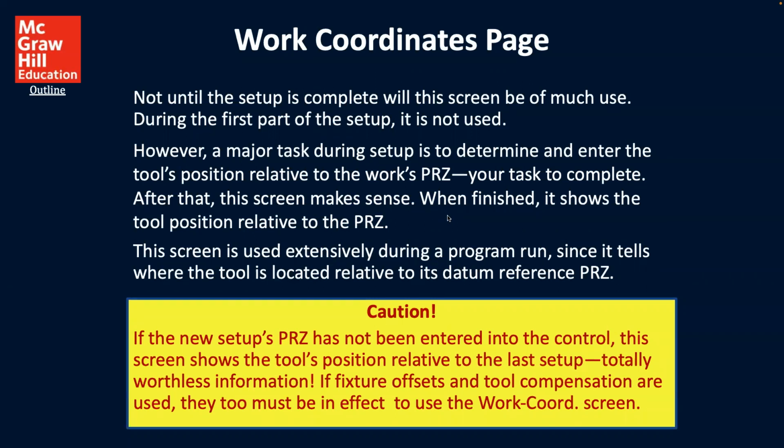When finished, it shows the tool position relative to the PRZ. The screen is used exclusively during a program run since it tells where the tool is located relative to the datum reference PRZ. And a caution: if the new setup PRZ has not been entered into the control, this screen shows the tool's position relative to the last setup. Totally worthless information. That's where we're at. If fixture offsets and tool compensations are used, they too must be effective to use a work coordinate screen.